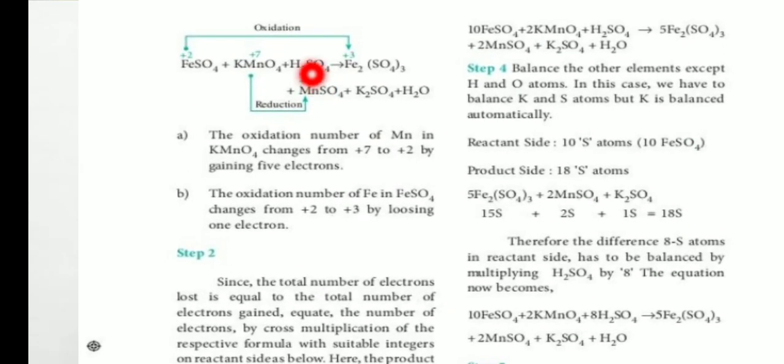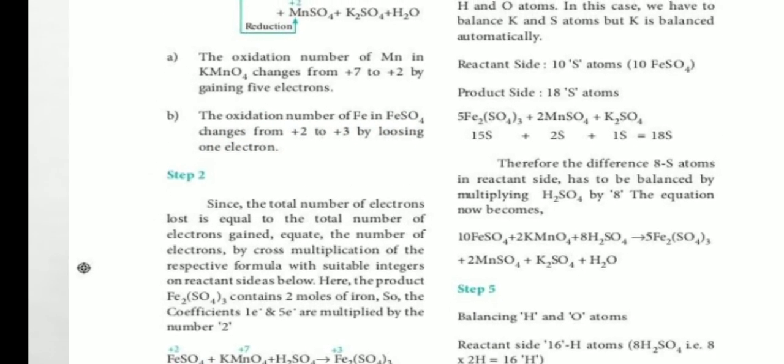This is oxidation: FeSO4 is converted to Fe2(SO4)3. This is reduction: KMnO4 is converted into MnSO4. The oxidation number of Mn in KMnO4 changes from +7 to +2 by gaining 5 electrons. The oxidation number of iron in FeSO4 changes from +2 to +3 by losing 1 electron.